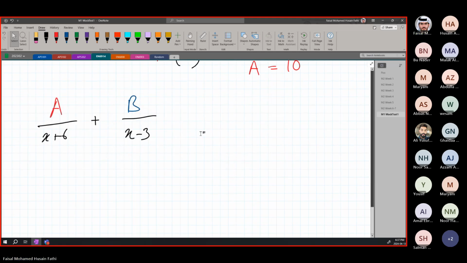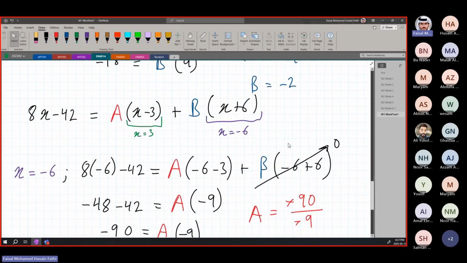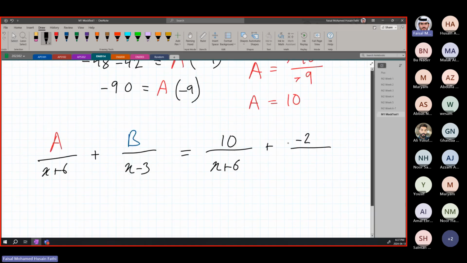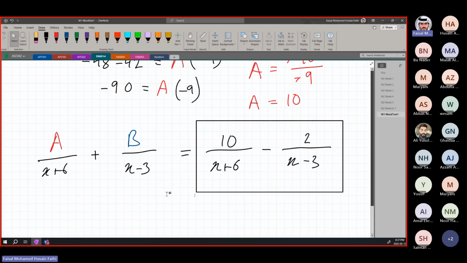So a over x plus 6 plus b over x minus 3. A is 10 over x plus 6 plus b, which was minus 2, over x minus 3. Again, when we have a minus inside, we could just remove it and take it outside, and it will become minus over here. And this is your solution for part B. Very straightforward.